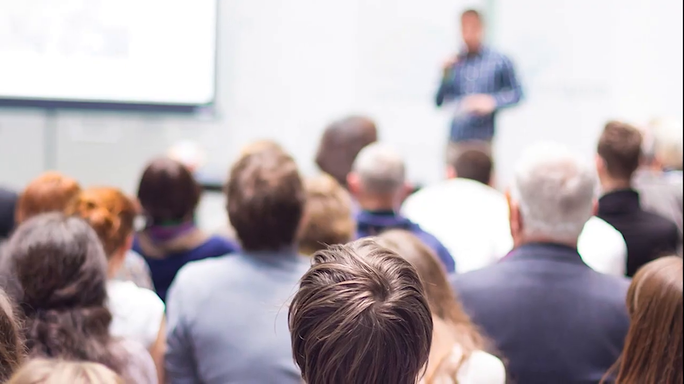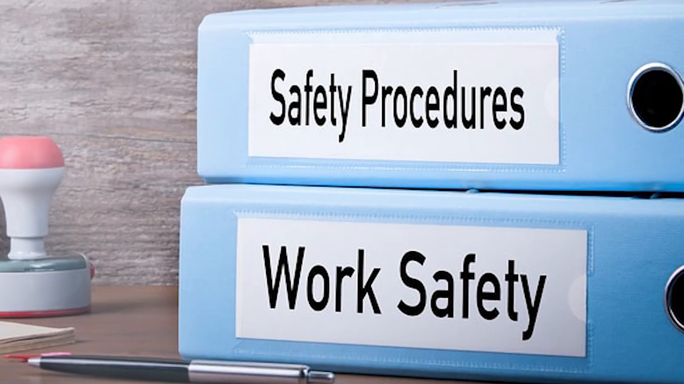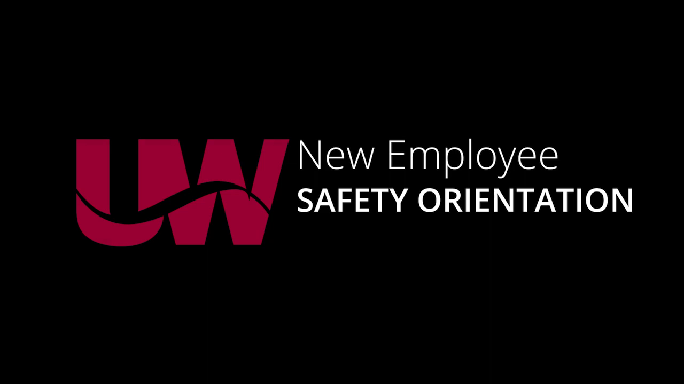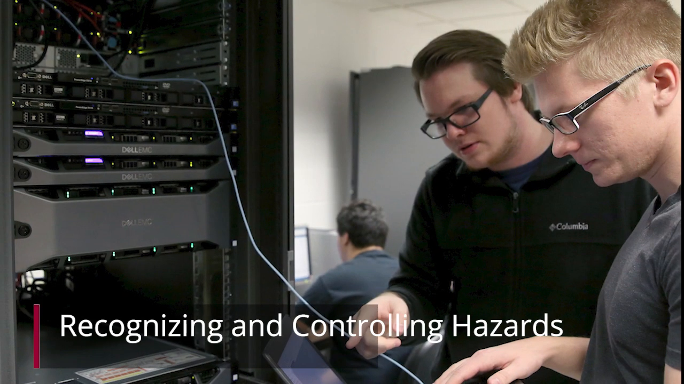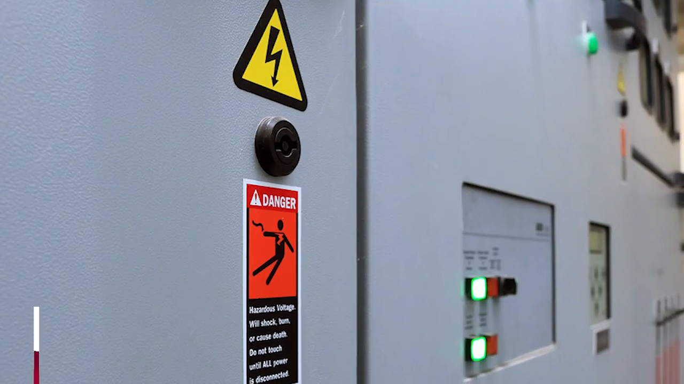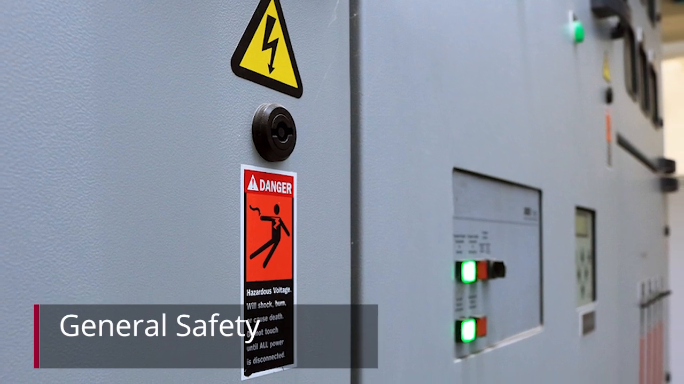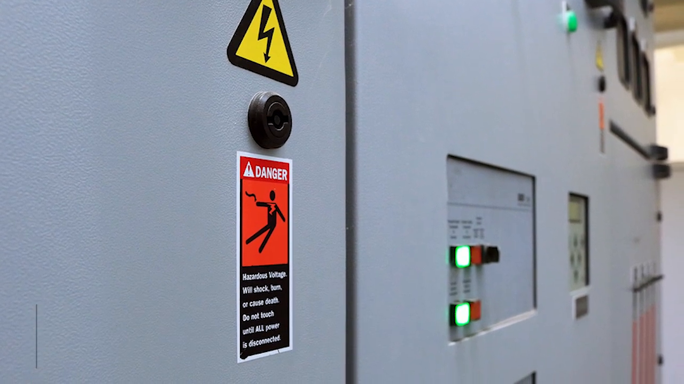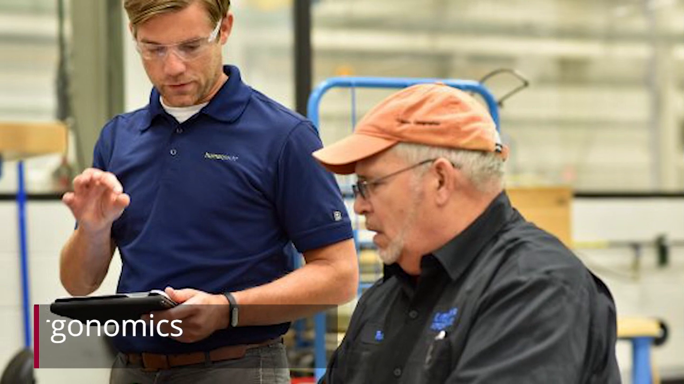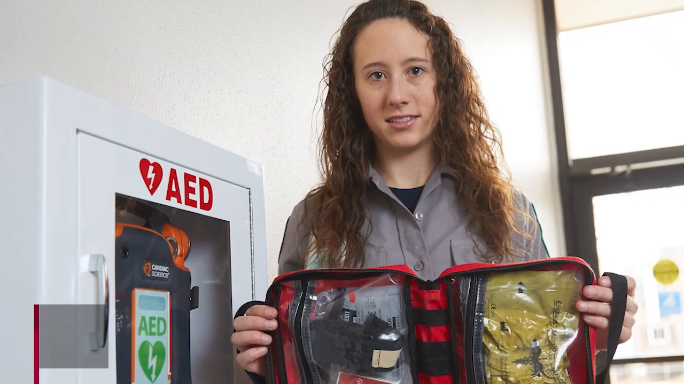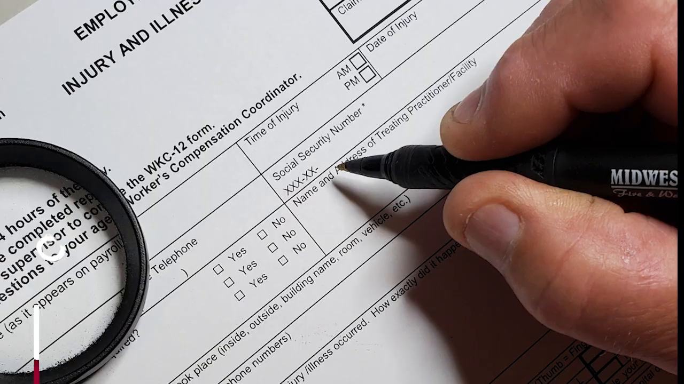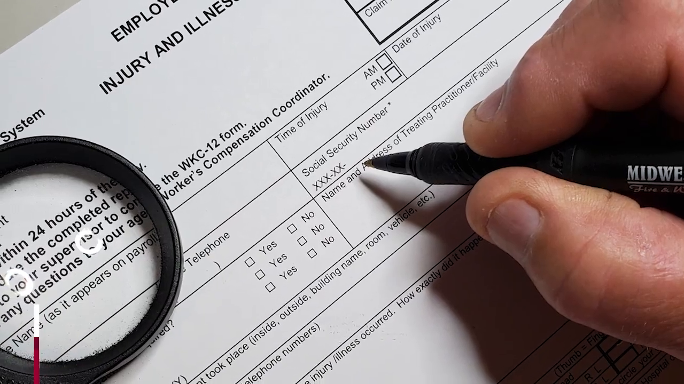Your supervisor should provide additional health and safety training specific to your role. Here's what we'll cover in this health and safety orientation video. Recognizing and controlling hazards, general safety, which includes fire prevention, general housekeeping, and safety signage, ergonomics, which is about fitting your workplace to your needs, emergency preparedness, and reporting a work-related injury or illness.